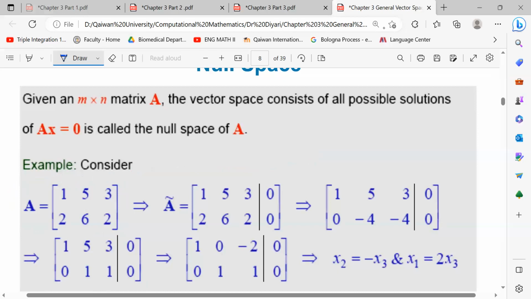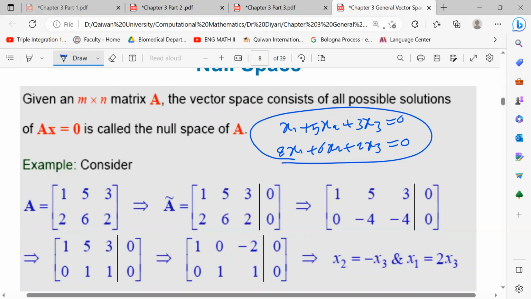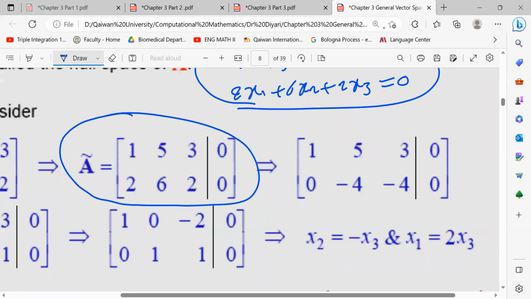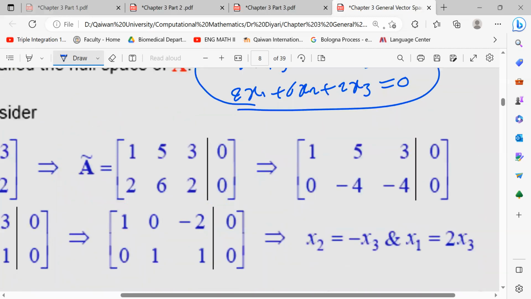Let me write down the system here. It is x1 plus 5x2 plus 3x3, and the second is 2x1 plus 6x2 plus 2x3. We set these equal to 0, and then we write down the augmented matrix and solve it to find the values of x1, x2, and x3. Look, the augmented matrix for this system is this. That's it. Now we solve this system by using the reduced row echelon form.